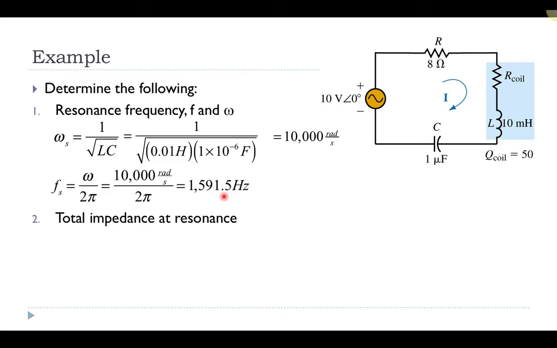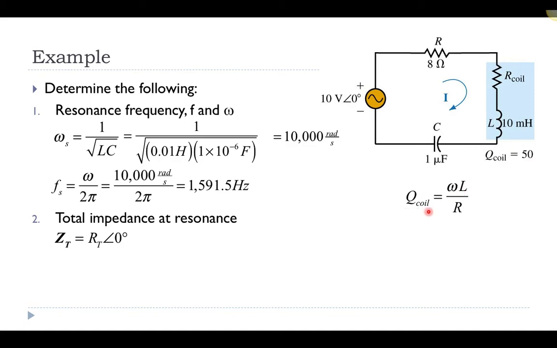I can also determine what the total impedance in the circuit is at resonance. And I know that at resonance the reactance of the inductor and the capacitor cancel each other out. So the total impedance is just the total resistance in the circuit. But I don't know what the resistance of this coil is right here, right? It's not given to me. But you'll notice that I have this Q coil. This is called the quality factor of the coil. And so I can determine the resistance of the coil based on this quality factor.